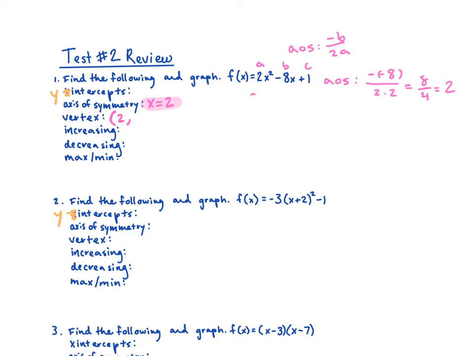Plug it in. So we have 2 times 2 squared minus 8 times 2 plus 1. 2 squared would be 4, times 2 would be 8, minus 16, plus 1. So this is negative 8 plus 1, negative 7. So our vertex is 2 comma negative 7. We can go ahead and graph our vertex. So we're going to go to the right 2 and down 7.